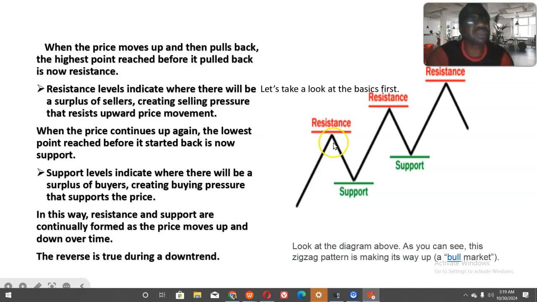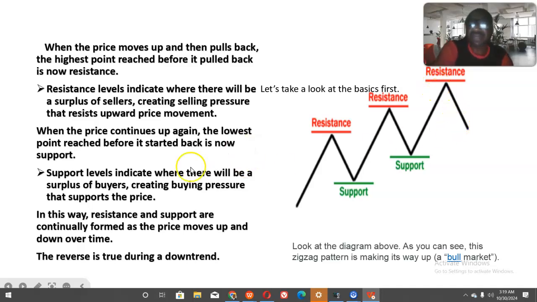Pullback doesn't go beyond 60 something percent of the impulse length. So you can say this is impulse, pullback, impulse, pullback. We can also call this higher high, lower high, higher high, lower high, higher high, lower high.